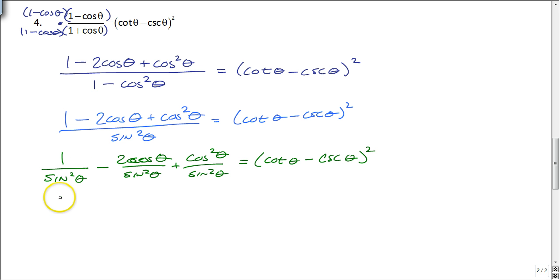sine squared theta in the denominator can just be brought to the top to cosecant squared theta. And when you have 2 cosine thetas on the top and sine squared theta on the bottom, what you can do is think of sine squared in this way. So this is 2 cosine theta over sine theta times sine theta. And we're going to use that in just a second. And then cosine squared over sine squared, cosine over sine we know is cotangent, so cosine squared over sine squared is cotangent squared theta.